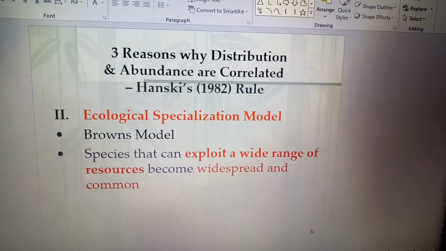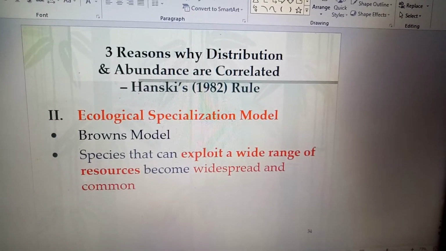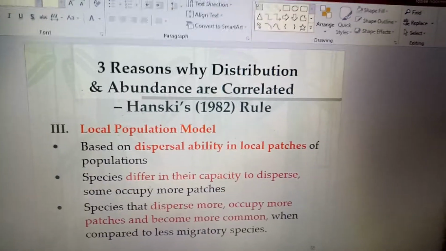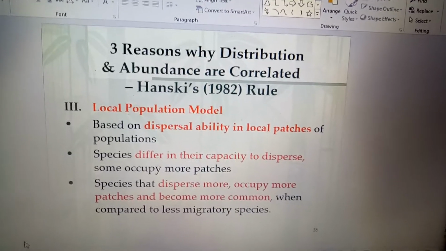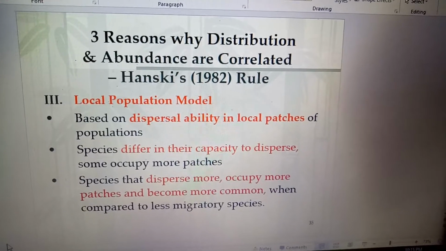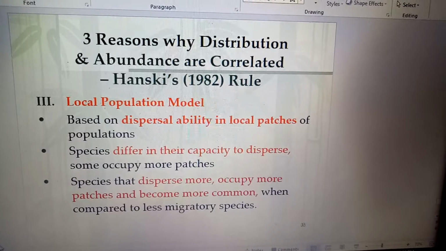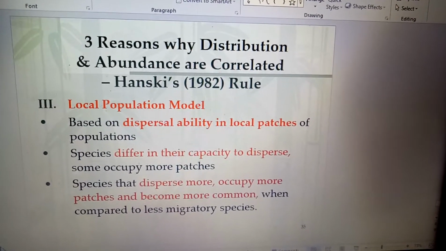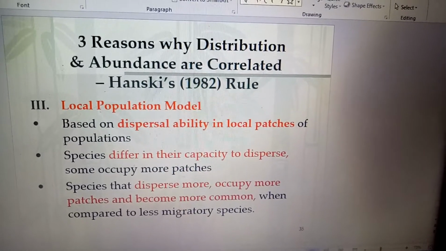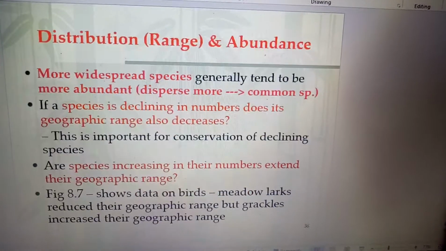Reason number 2 is the ecological specialization model. This is Brown's model. Species that can exploit a wide range of resources become widespread and common. Number 3 is the local population model, based on dispersal ability. In local patches of population, species differ in their capacity to disperse. Species that disperse more occupy more patches and become more common compared to less migratory species.